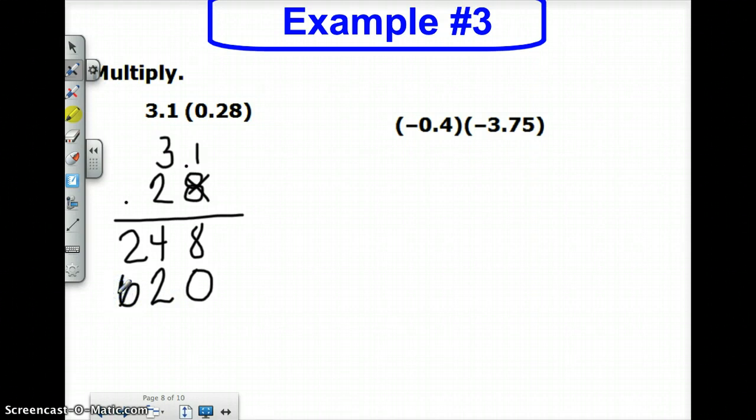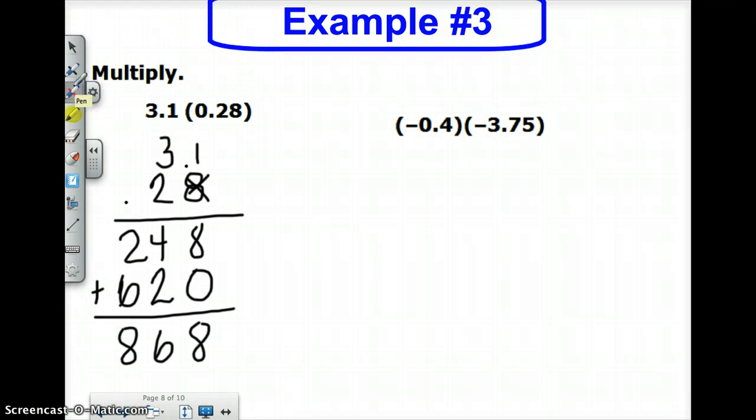And now it's time for us to go ahead and add. 8 plus 0 is 8. 4 plus 2 is 6. And 6 plus 2 is 8. Now it's time to place our decimal point. How many digits come after the decimal point in 3.1? There is only one number that comes after the decimal point. How many numbers come after the decimal point in our second number of 2.8? There are 2 numbers.